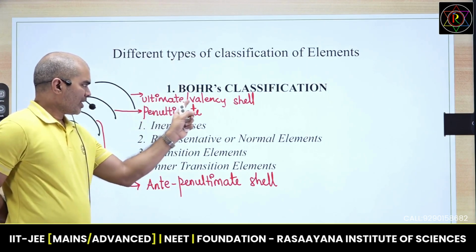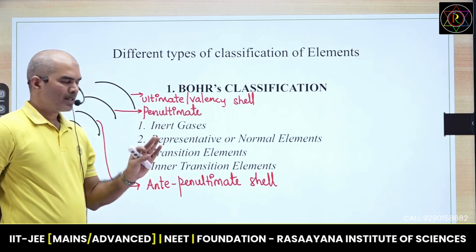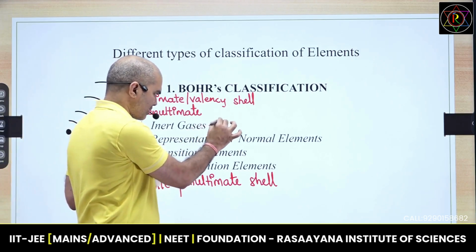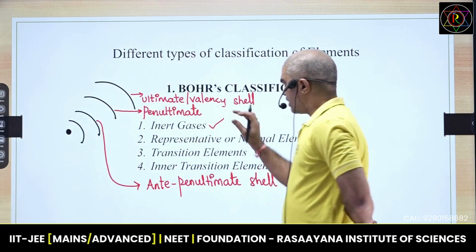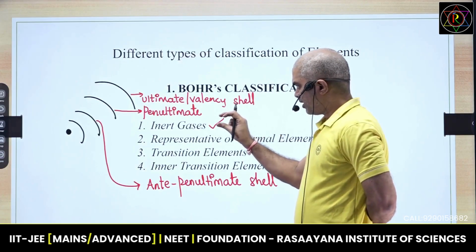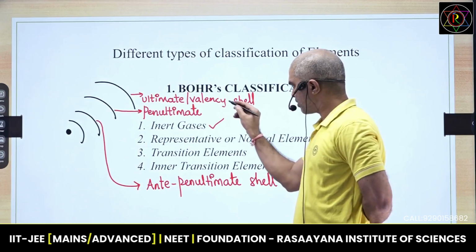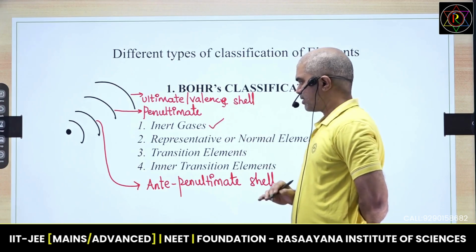If the ultimate shell or the valency shell is completely occupied, if it is complete, then those elements fall under inert gases. Simple way. Very simple way. If the valency shell is complete, they come under inert gases. Or if the valence shell is complete, you can also call it valence shell. If it is complete, they come under inert gases.